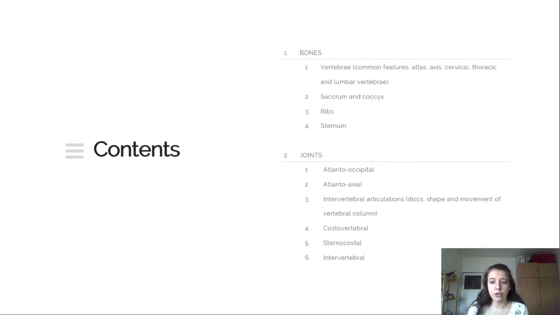Then we're going to talk about the joints. We're going to talk about the atlanto-occipital joint, which also involves the skull, but you haven't studied that yet. It's important for the vertebral column, for fixation of the whole body. Also the atlanto-axial joint, then the intervertebral articulations and intervertebral discs, and how we can do movement with our vertebral column, then the costovertebral and the sternocostal joints. You'll understand more as we go into more detail. So let's start. I hope everyone is connected.